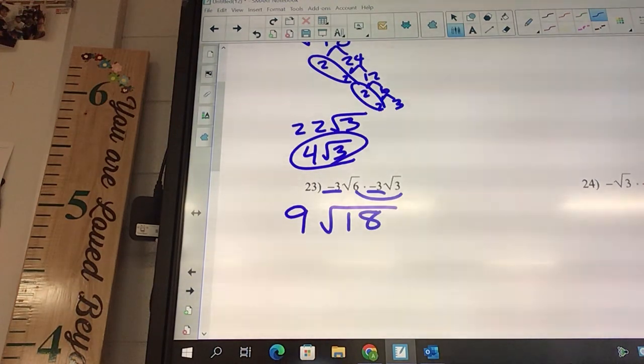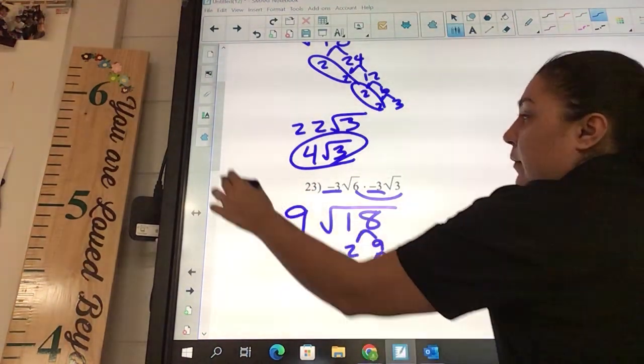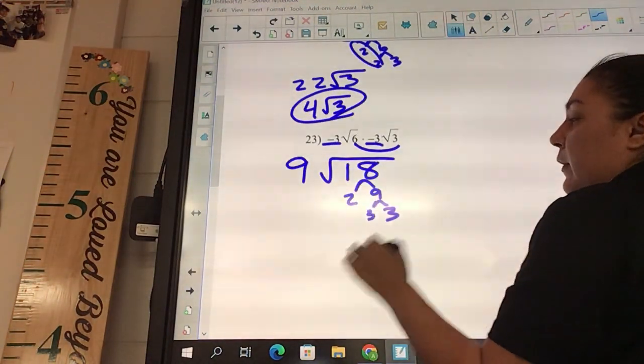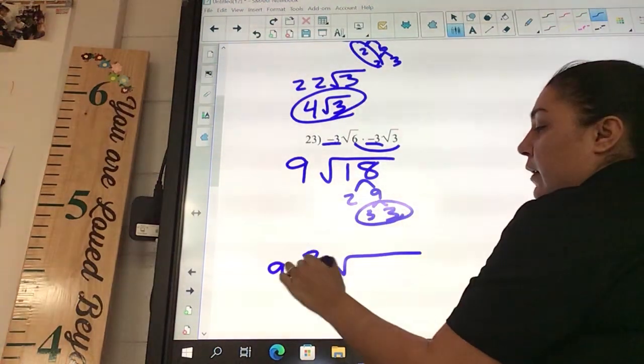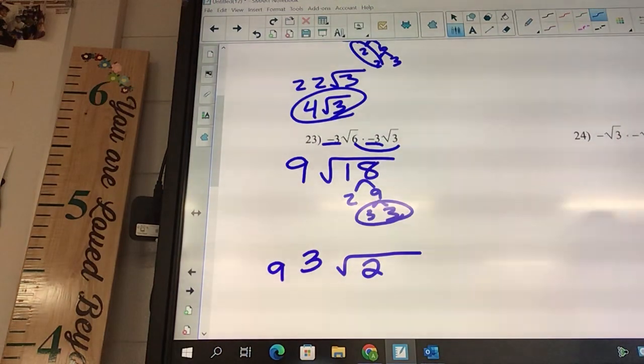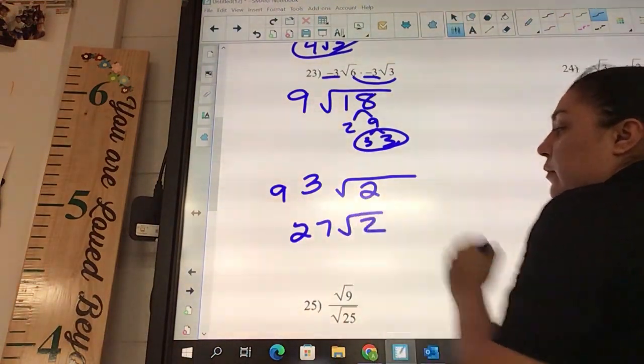Okay, and then it says simplify. Okay, so what are some factors of 18? 2 and 9, 3 and 3. So who can go? 1 set of 3. A set of 3's, and the 2 goes back on the inside. What do you do with that 9 and 3? Multiply, and you're going to get 27 square root 2.